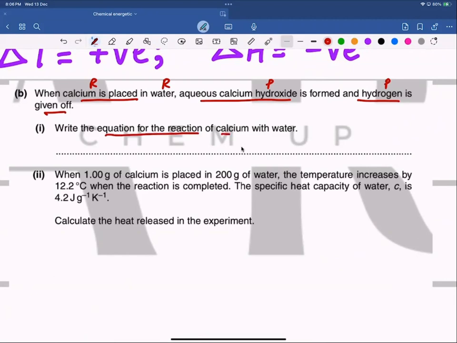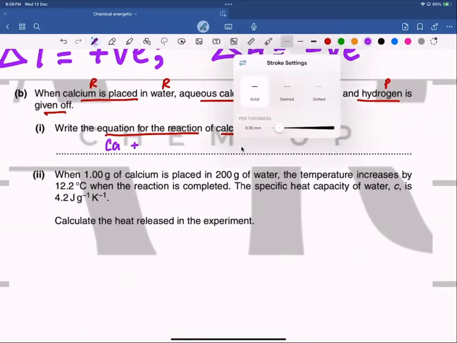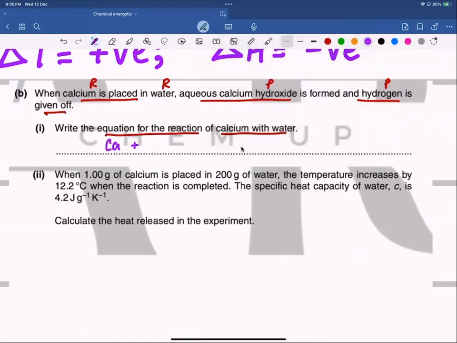Write the equation for the reaction of calcium with water. So how are we going to write it? Calcium plus water gives calcium hydroxide. Calcium has a 2+ ion and hydroxide is a 1- ion, so the formula of calcium hydroxide is Ca(OH)2, and hydrogen gas. To balance the equation, I have to put 2 over here, and my equation is balanced. Is this clear to all of you?